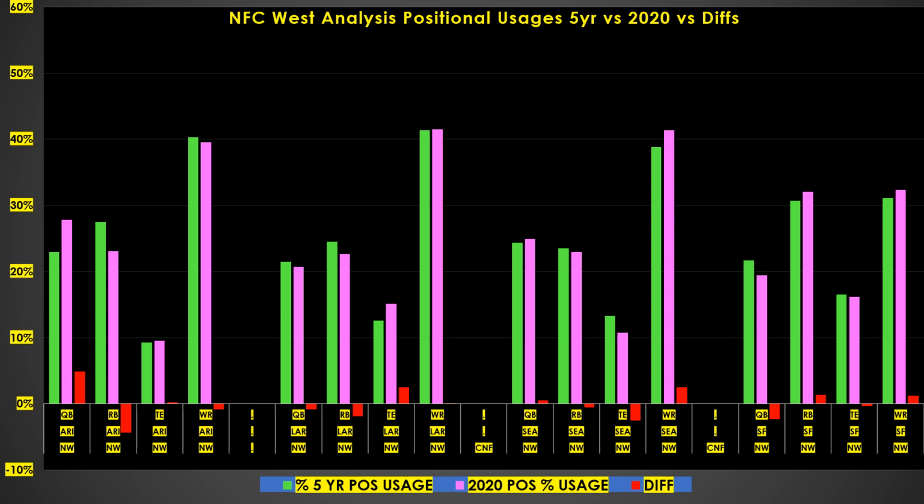Seattle with the passing. Yeah, wide receivers. San Francisco rushes. And I think Kittle coming back, the tight ends, I think this moves up. I think this is steady. And I think that's what you'll see for NFC West.